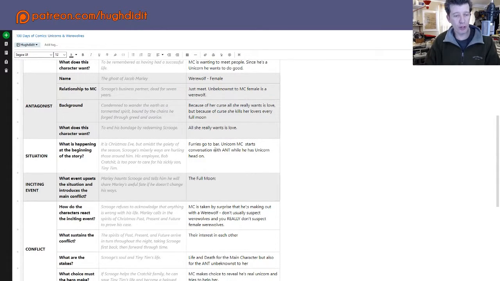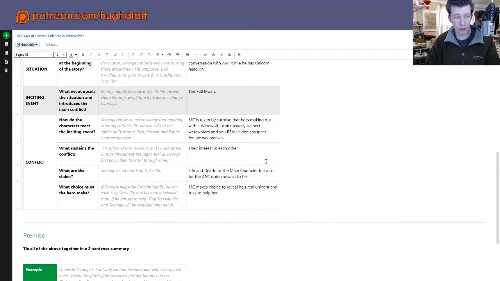The situation is that we started out by the furries coming into the bar. The main character starts the conversation with the antagonist who's sitting in the bar. The inciting incident is a full moon comes up and she turns into a werewolf. And that sort of becomes the life and death stakes, which is what we're talking about for these two characters.